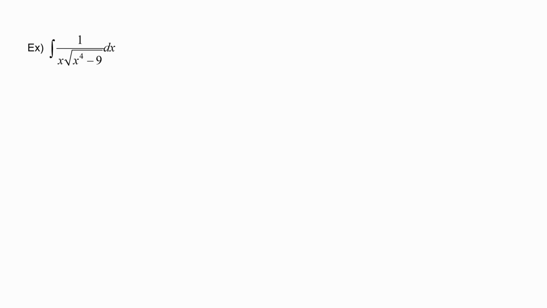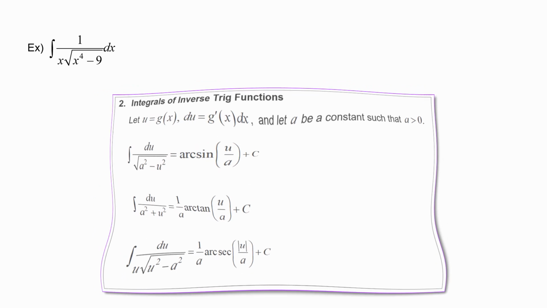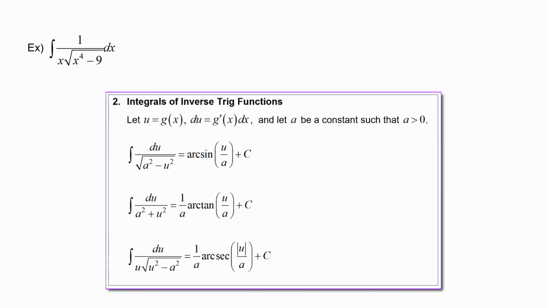In this example, we have to integrate 1 over the quantity x times the square root of the quantity x to the 4th minus 9 dx. Referring to our integration formulas, we can see that this looks the most like the integration formula for arcsecant, and the reason being is that the variable comes first.